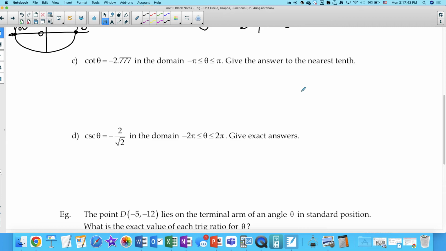Okay, so if cotan of theta equals negative 2.777, tan of theta will be 1 over negative 2.777. And now I ignore this, work from that. Okay, so what quadrants am I going to be in? Two and 4. That's where tan is negative.